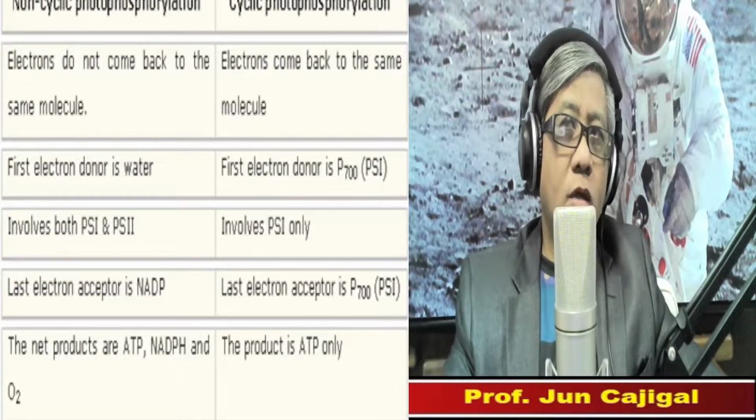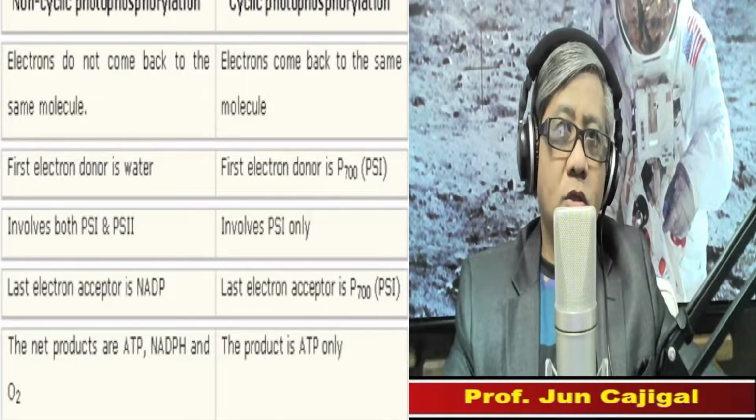So before we go into the details of our main agenda today, which is the Calvin cycle or the dark reaction, let us have a quick review of the light reaction of photosynthesis. In order to do that, we will make use of this table showing the comparison between the two reactions involved in the light reaction. We have the non-cyclic photophosphorylation and we have the cyclic photophosphorylation of the light reaction of photosynthesis.